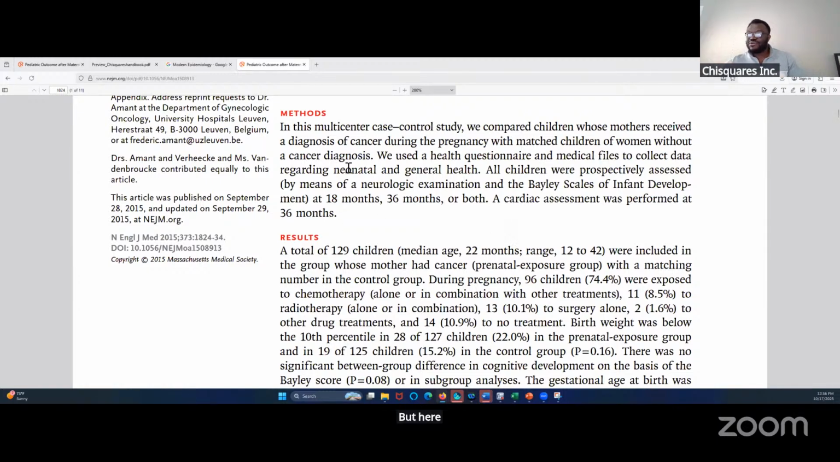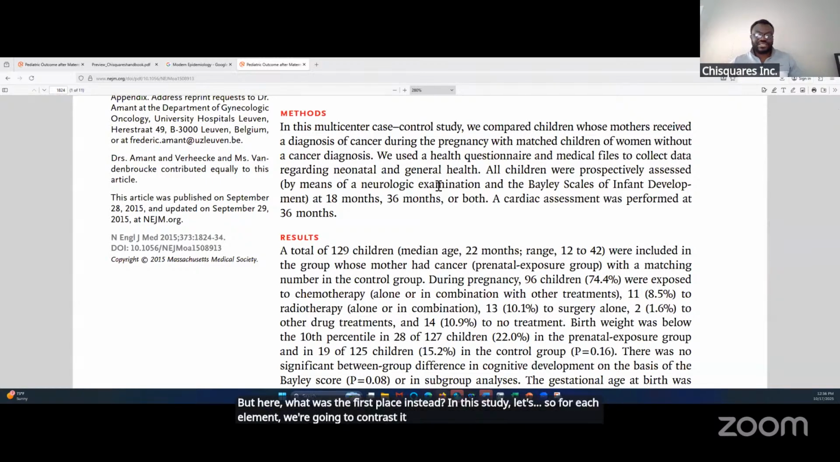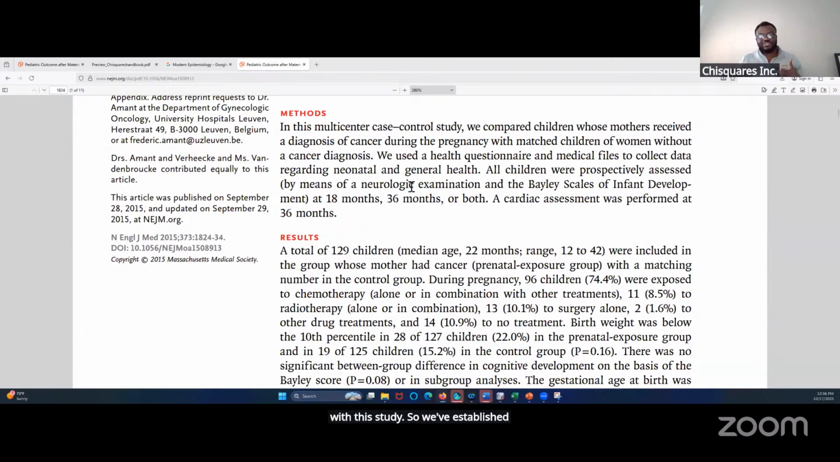But here, what was the first place instead? So we've established that if this were a case control study, we will go to a hospital that treated individuals or children with neurological defects, and we will select our cases as those children. But here, in this study, what was the starting point instead? And I know we've mentioned this, but just to reemphasize and really drum that into us. Where did this start instead? Titilola. Starting point was the mothers.